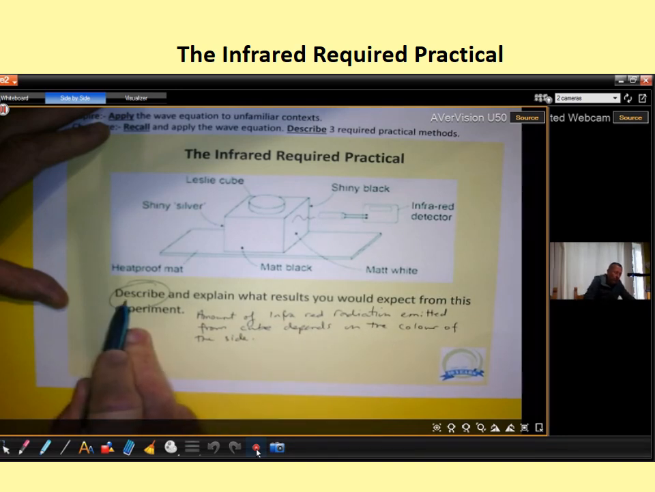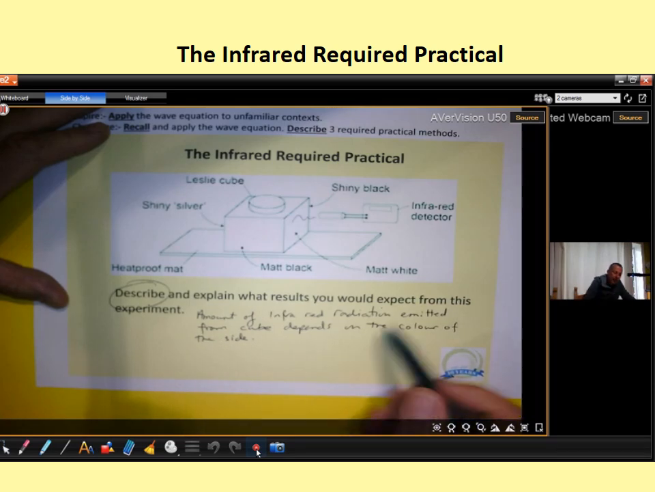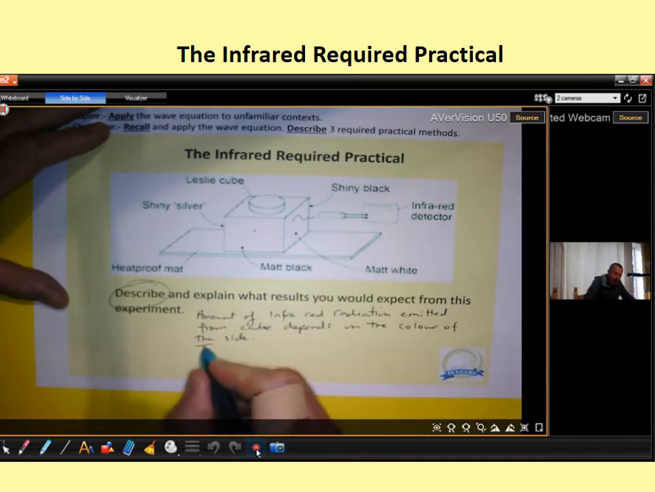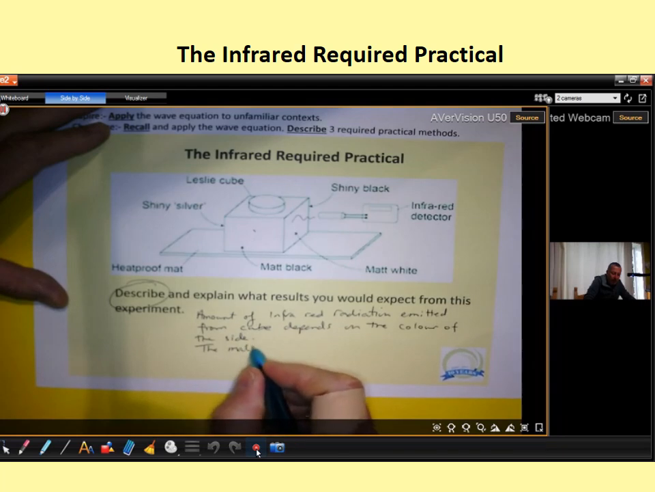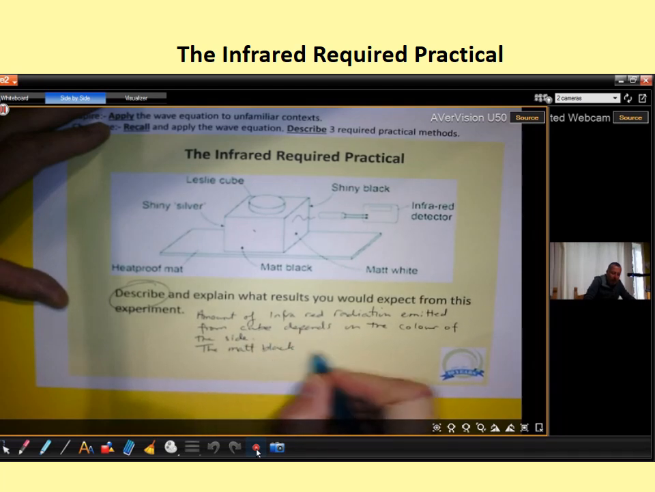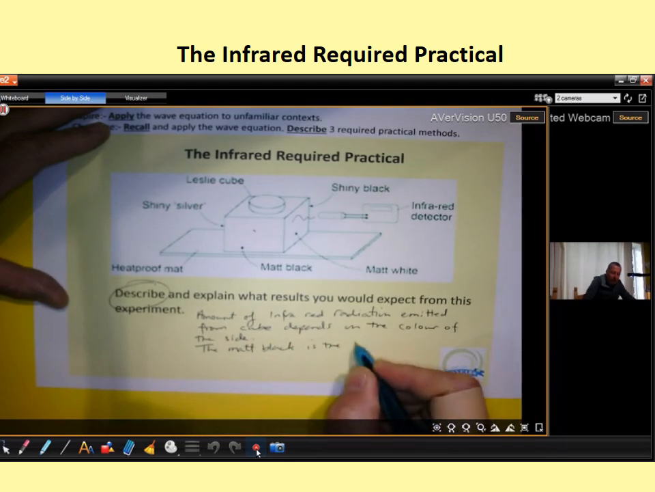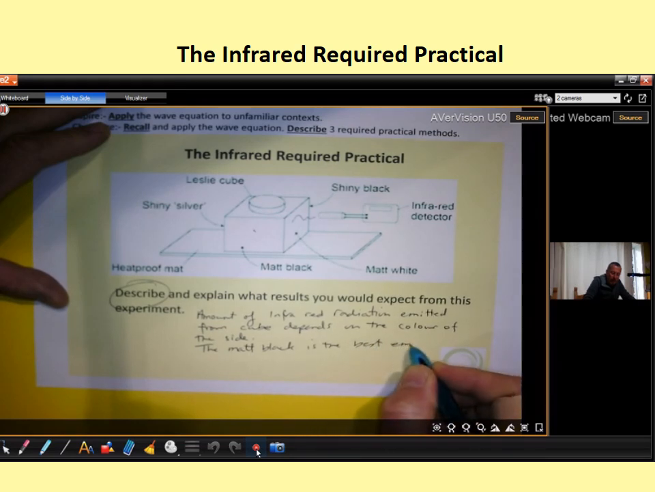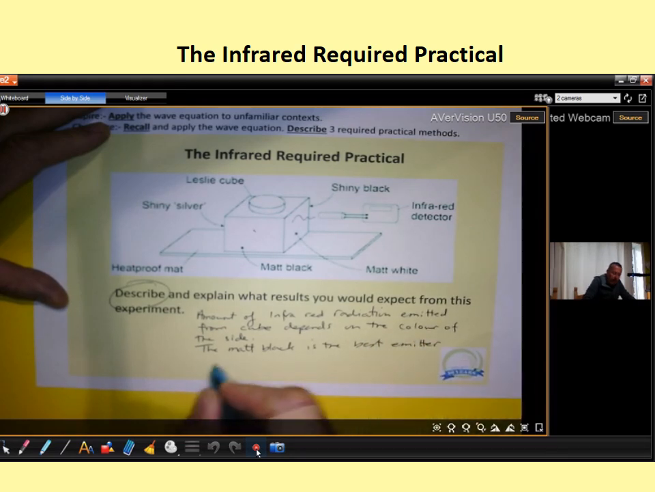So we've described it. Explain it. You remember which side will emit the most? Matte black. The matte black is the best emitter of infrared radiation.